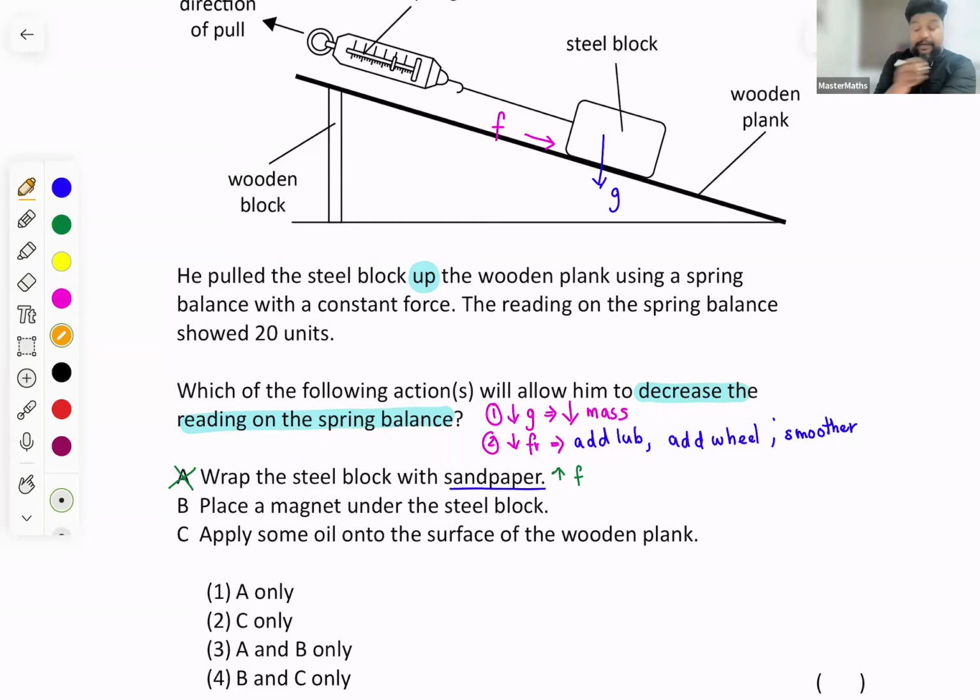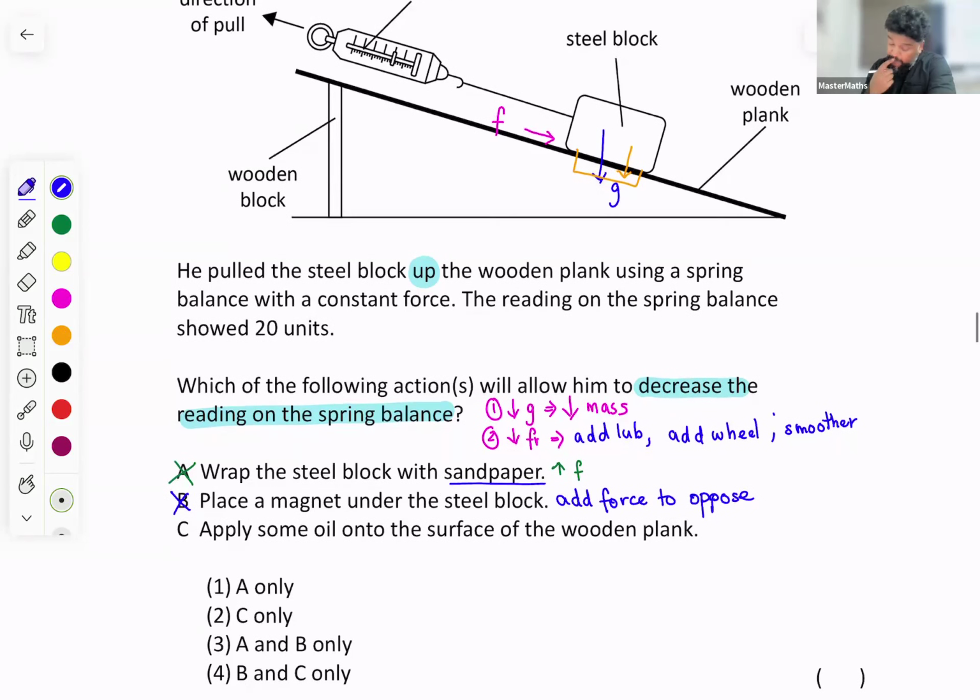Number two, put a magnet under the steel block. Now, what's the problem with putting a magnet here? A magnet will attract steel, correct? When I put a magnet here, there is an additional force I need to oppose. Will it make it easier? No, it will make it harder, because there will be an additional force to oppose. Do we understand? So will it become easier? No, it will become harder.